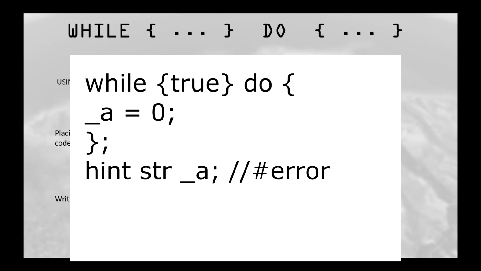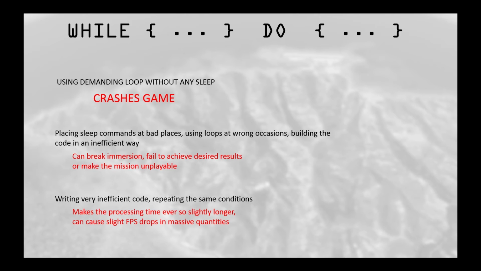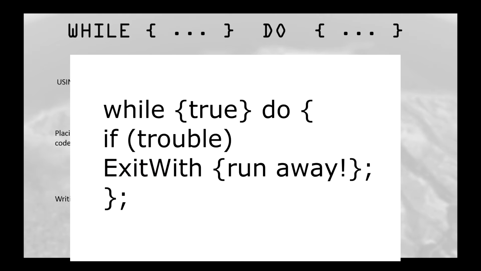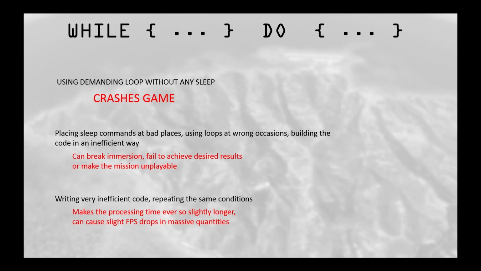The do section of the command counts as another scope, so all local variables created here are only valid for this current scope. You can also use exit with to jump out of a loop at any moment, but again, it's good to avoid using exit with too much and just exit the loop naturally by breaking the condition.